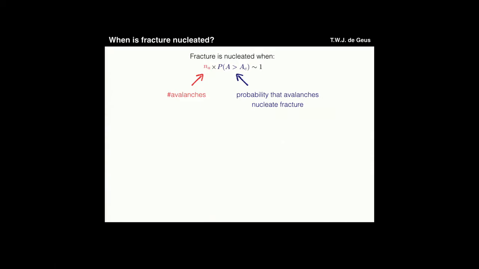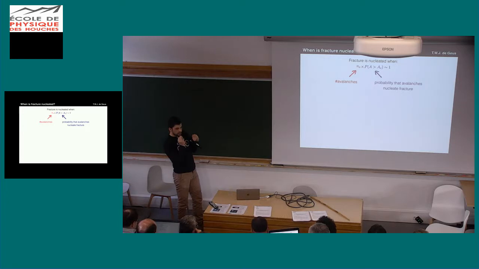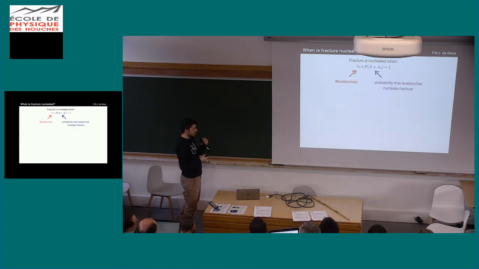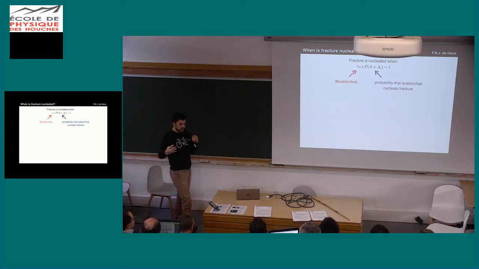To that extent, we do a scaling argument. We say that fracture will be nucleated by an avalanche when the number of avalanches is sufficient to nucleate a big event by chance. So we can express the number of avalanches as a function of stress, and we can express the fraction of avalanches that will nucleate this fracture. When the product is order one, we say that this big event will be nucleated, and this will give me this upper stress.